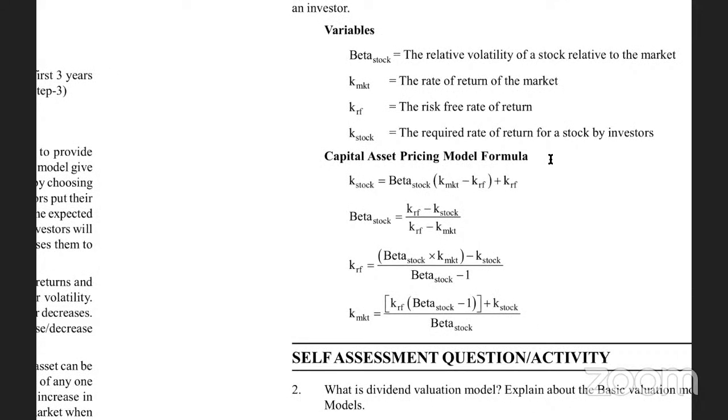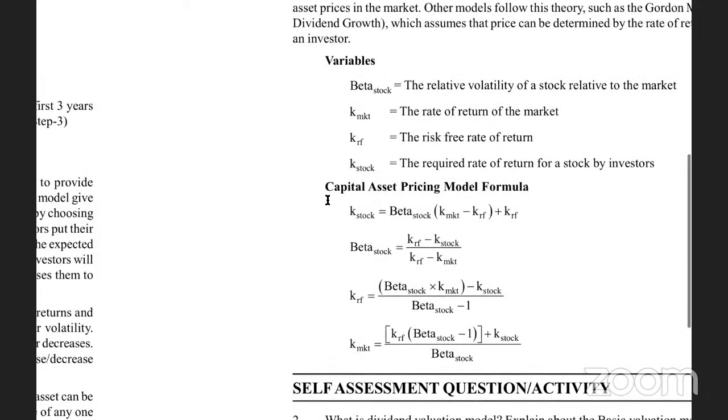Capital asset pricing model. What is this formula? The value of the stock is equal to beta of the stock into market return minus risk-free return plus the risk-free rate. Sorry, not the value: the required rate of return is equal to beta times the difference between market return and risk-free return, plus the risk-free rate. That gives you this value.